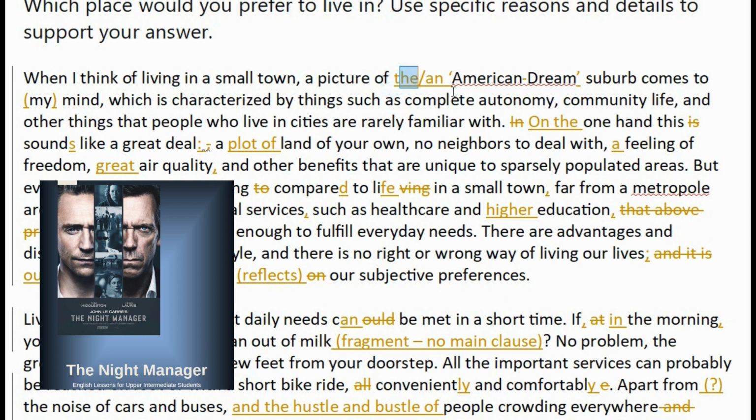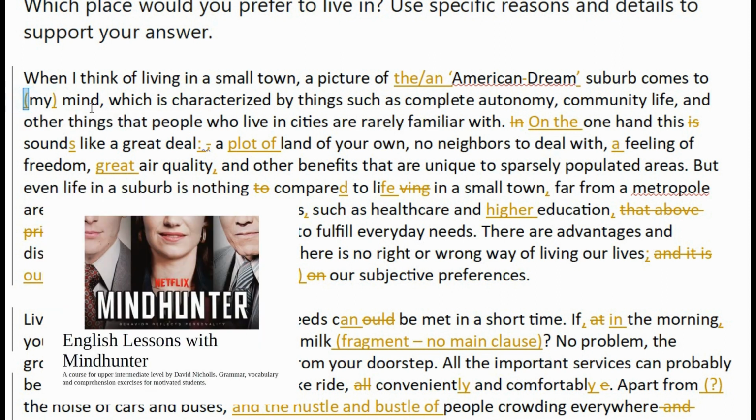So a picture of an American dream suburb comes to mind, and yeah, we usually say something comes to mind or doesn't come to mind. I don't think we usually put the possessive pronoun in there, and that's why I've put it in brackets. It's not grammatically incorrect, but it doesn't sound as natural as comes to mind. Okay, and so I recommend getting rid of it.